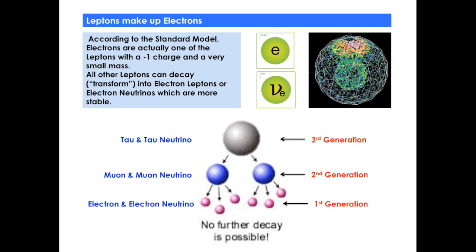In the picture, we can see 3 generations, and the 3rd generation is the tau or tau neutrino, that is the biggest one. These can decay into a muon or a muon neutrino, that is the 2nd generation, or it can continue decaying into the 1st generation, which will be the electron or electron neutrino.